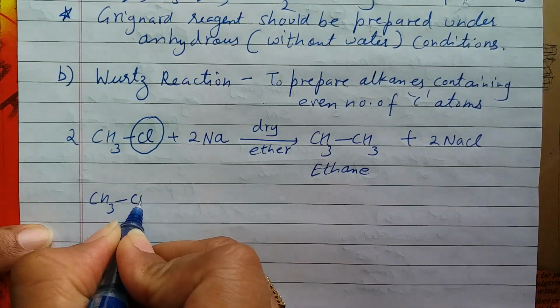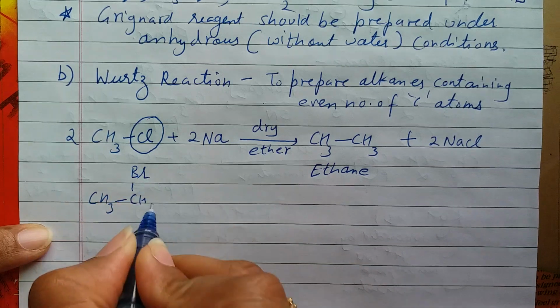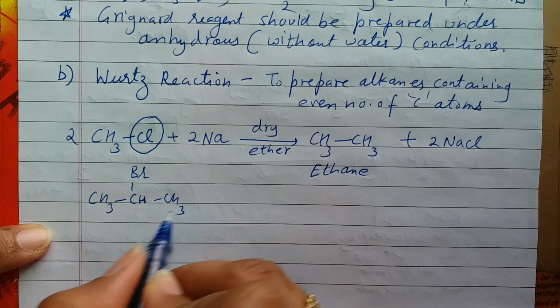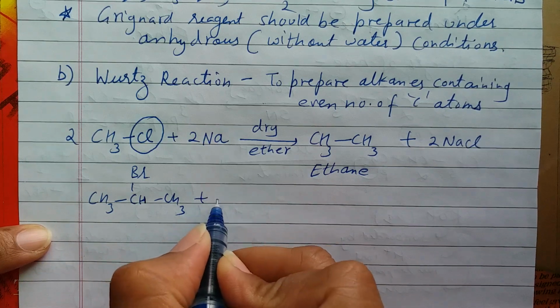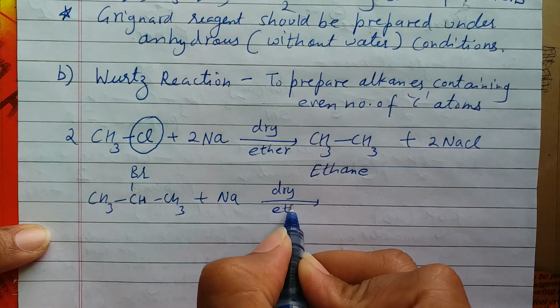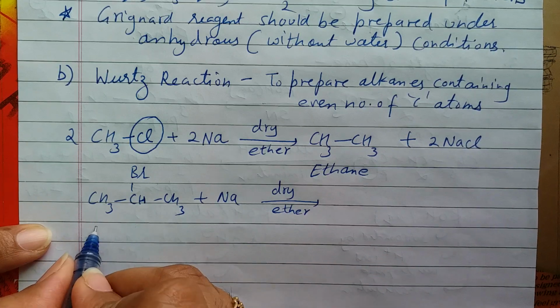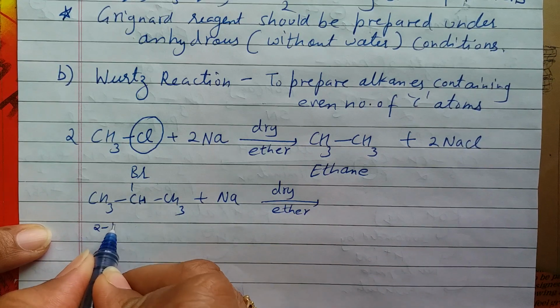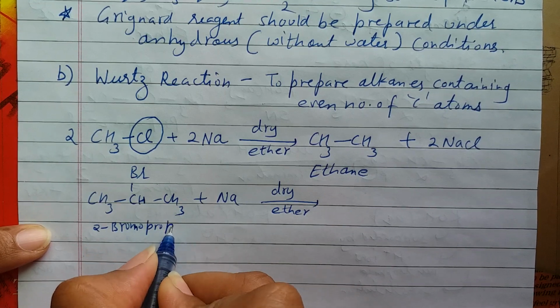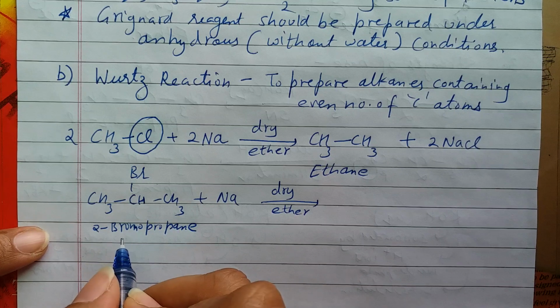Suppose I take CH3CHBrCH3. This is 2-bromopropane, right? And same conditions. So I have sodium metal in the presence of dry ether. See, the alkane contains how many carbon atoms? What is the name of this? This is 2-bromopropane. So this contains how many carbon atoms? 3. 3 is an odd number, isn't it?